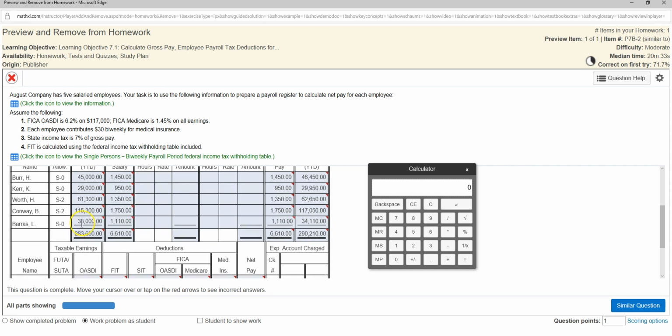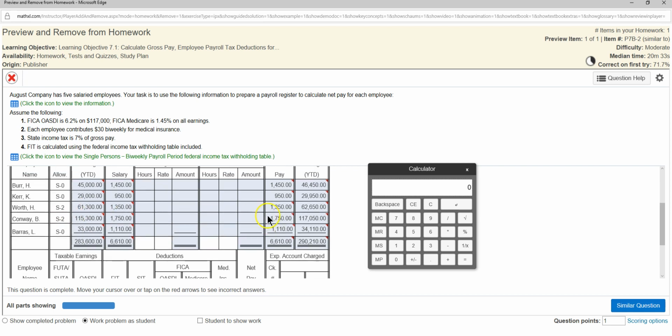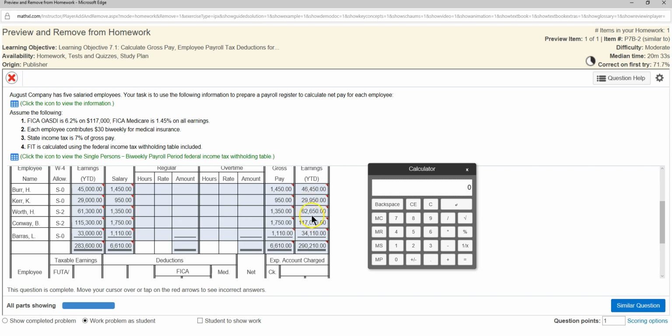Your numbers are probably different, but let me just show you the Social Security component of FICA, which gets taxed. As you can see, nobody here went over the $117,000 limit other than B. Conway, so that we only tax for Social Security, or OASDI, 6.2% of the first $117,000 during the year that this person makes.